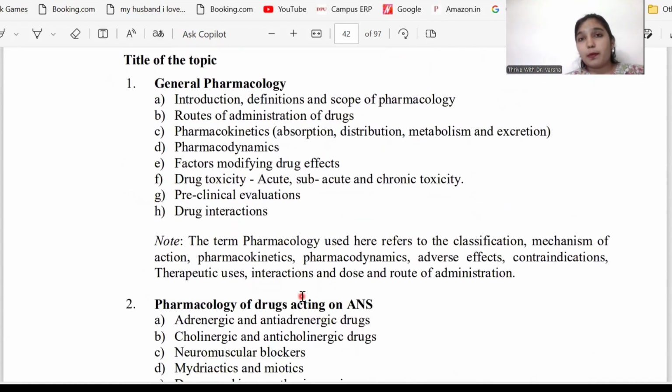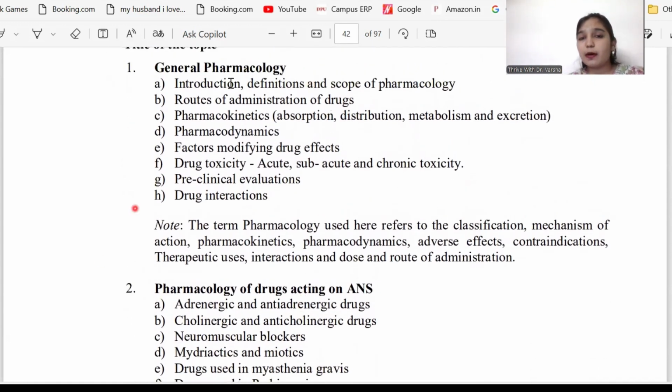Now we will see the topics. First is general pharmacology. So you will have introduction, then what is pharmacology. Pharmacology means pharmacokinetics and dynamics. You will study that, along with factors affecting the drug effect, drug toxicity, preclinical evaluation, and drug interaction. You will get definitions of each of them for 2 marks, as well as combined questions on pharmacodynamics, kinetics, route of administration, and the scope of pharmacology we just saw. You may also get enlisted or briefly explained drug interaction. You can get this for 2 to 5 marks, but majorly for 2 marks.